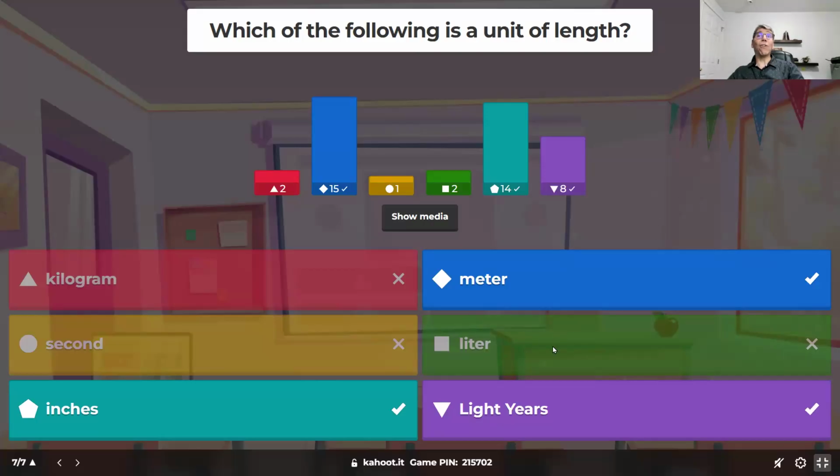Milliliter is a measure of volume. Kilogram is a measure of weight or mass. And second is the measure of time. Okay, and degrees are a measure of angular measurement.